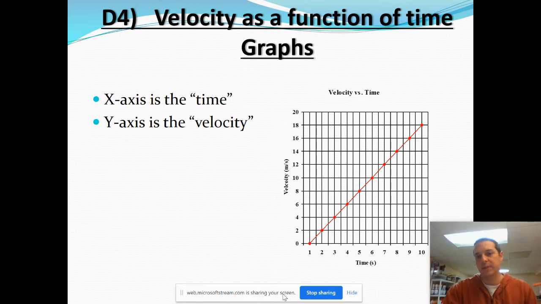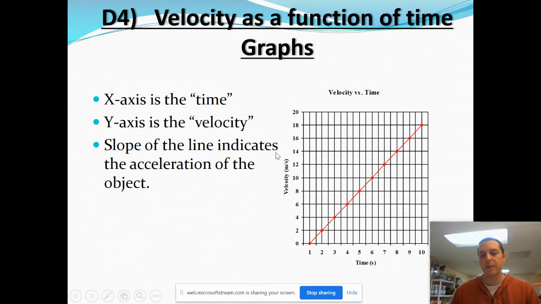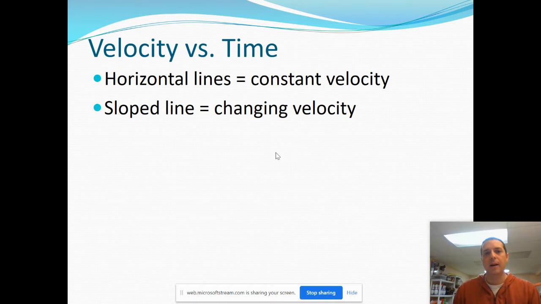Looking at the slopes of this graph, because slope would be change in y over change in x, that'd be change in velocity over change in time. The slopes of a velocity as a function of time graph indicate the acceleration of an object. But there's more to the velocity as a function of time graph than just determining the acceleration. We want to take a look at the shape of the graph itself.